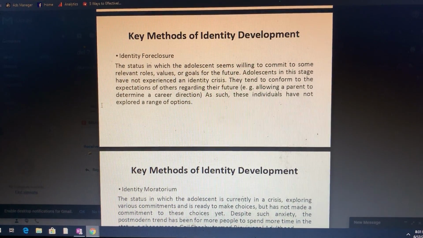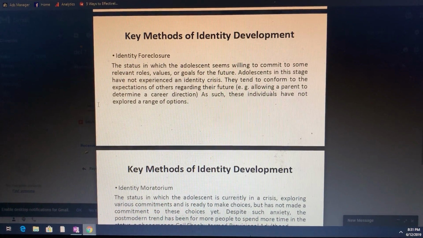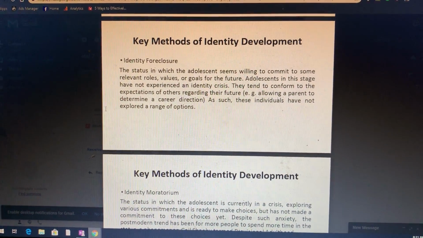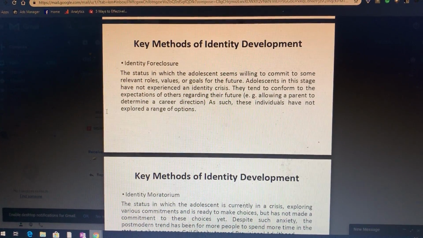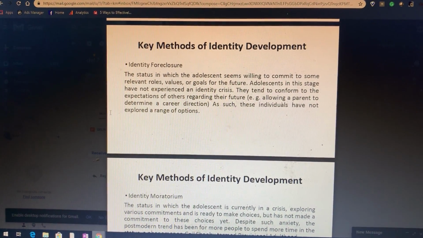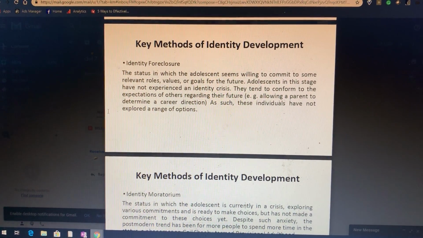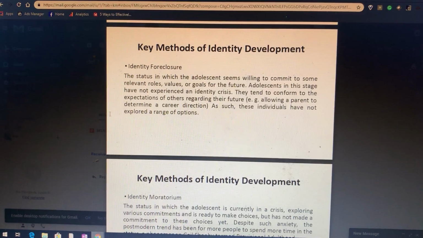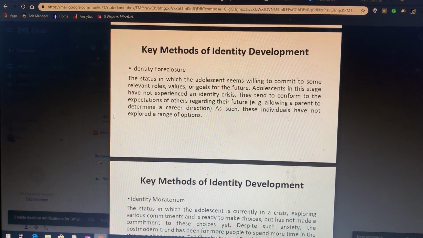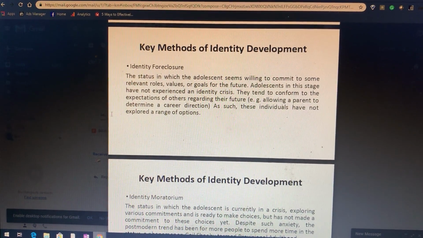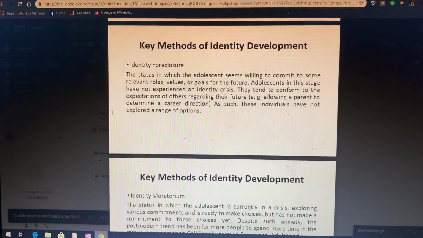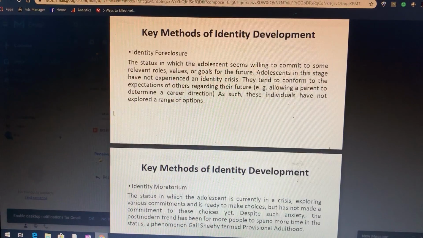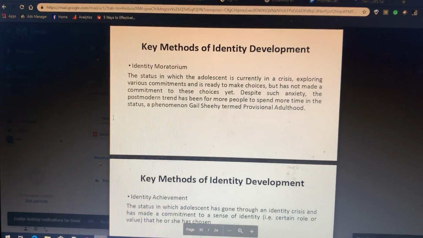So we move straight to the key methods of identity development. Identity foreclosure. The status in which the adolescent seems unwilling to consider relevant roles, values, and goals for the future. Adolescents in this stage have not experienced an identity crisis. They tend to conform to the expectations of others regarding their future, for example, allowing a parent to determine a career direction. As such, these individuals have not explored a range of options.